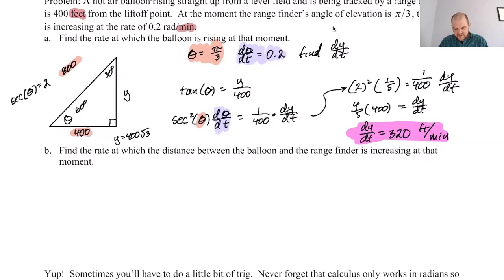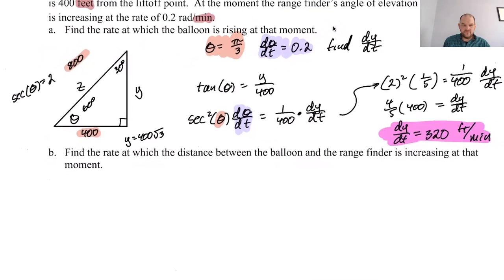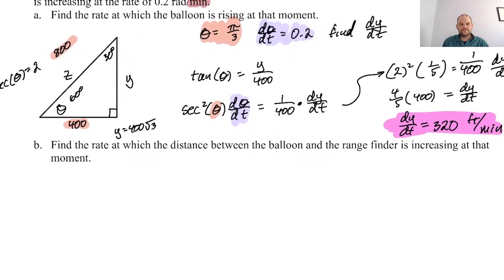So let's see if we can answer the next part. Find the rate at which the distance between the balloon and the rangefinder is increasing at that moment. Even though I put in 800, it's only 800 at that exact moment. In general, this is a quantity that can change, so let's call it z. This is a problem that we've basically done before. We can use the Pythagorean theorem: 400 squared plus y squared is equal to z squared.